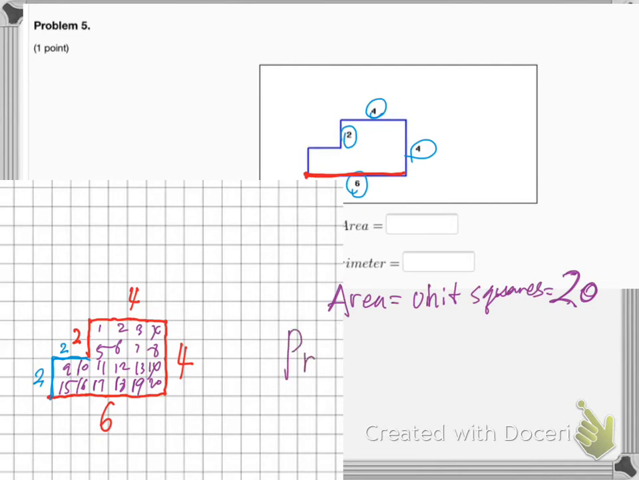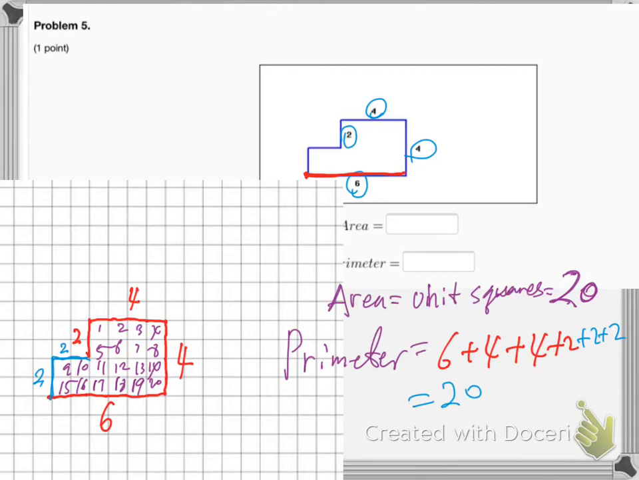And then the perimeter. Perimeter is easier to add them all. So we got 4 red numbers, 6, 4, 4, 2, and then 2 blue numbers that we found by drawing the picture, 2 and 2. So now what's the perimeter? You add them all. So this is 20.